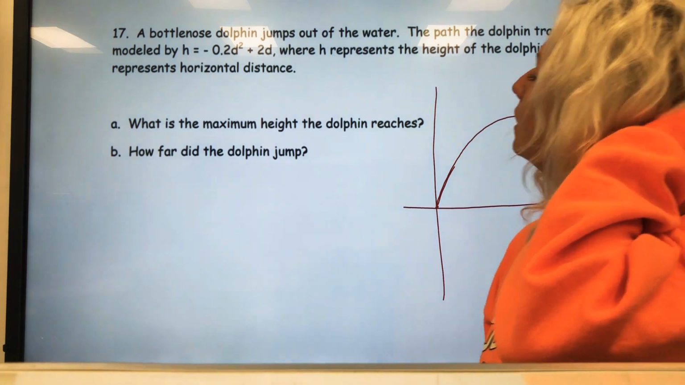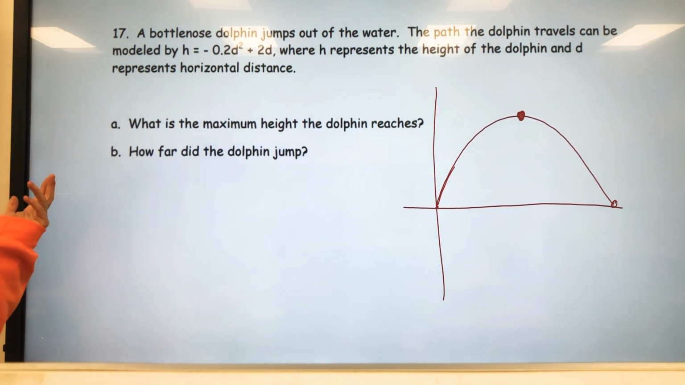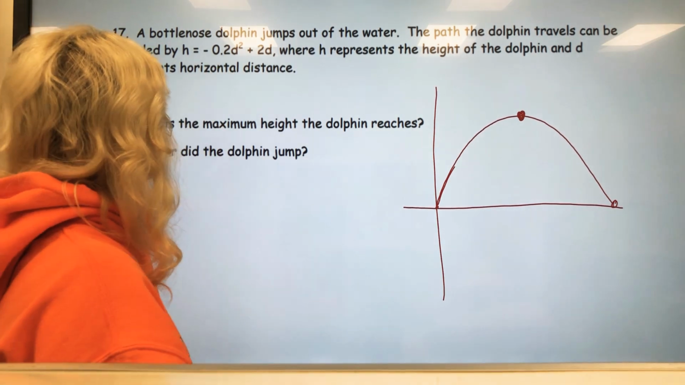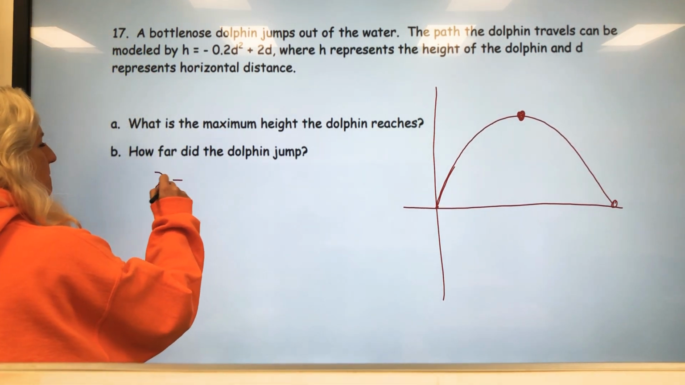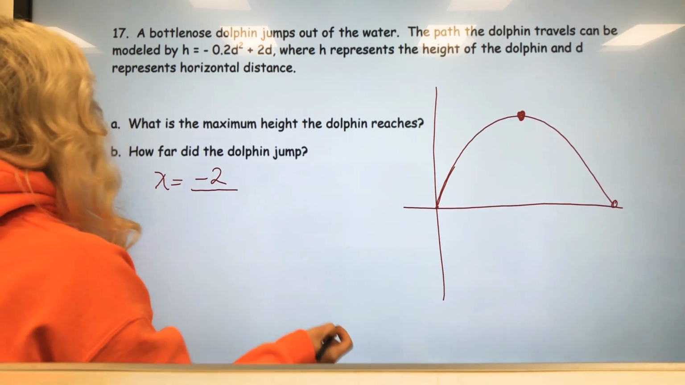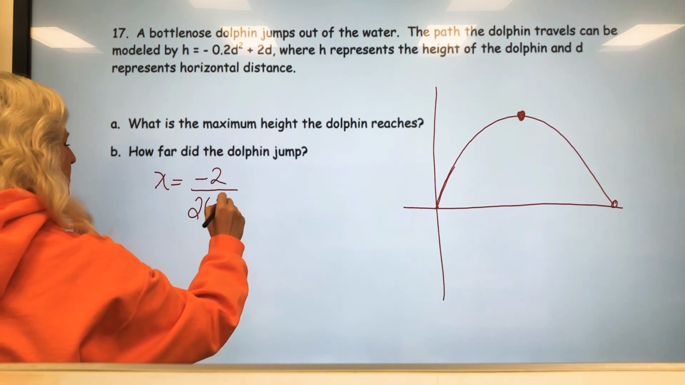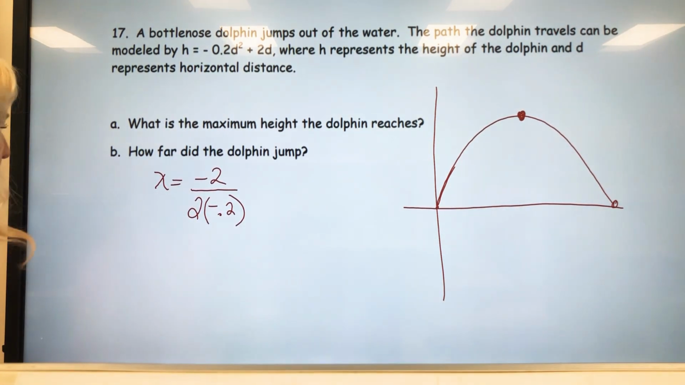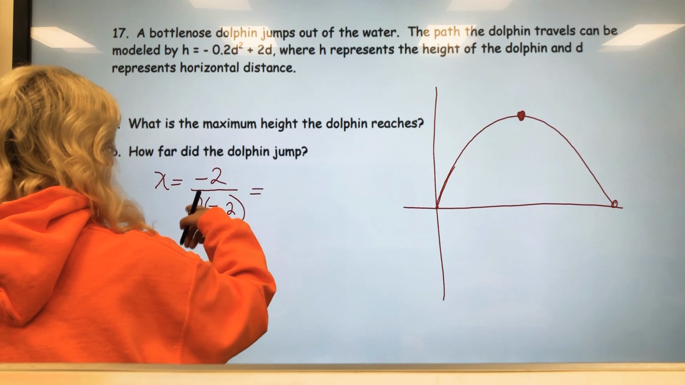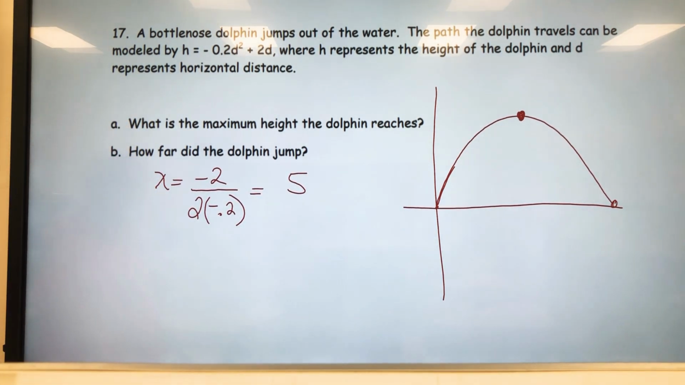All right, so let's see. You could use a calculator, but to find the vertex, let's do negative b over 2a. Negative b over 2 times a is negative 2 over negative 0.2. If you do the math here, this is 5. Okay?